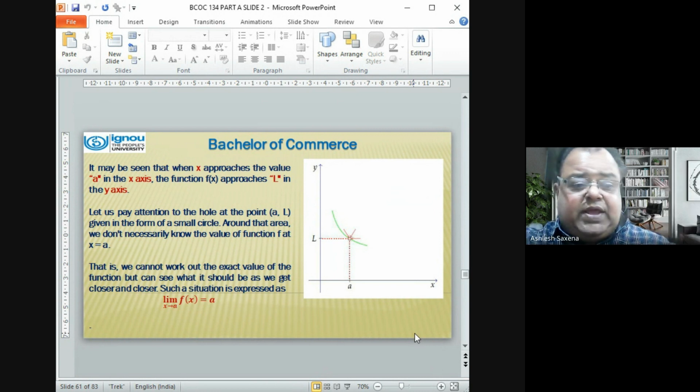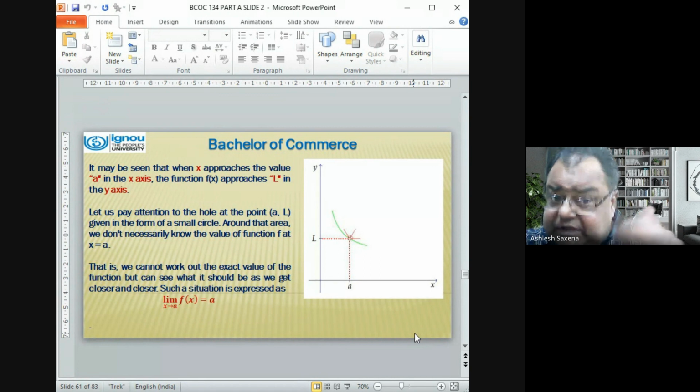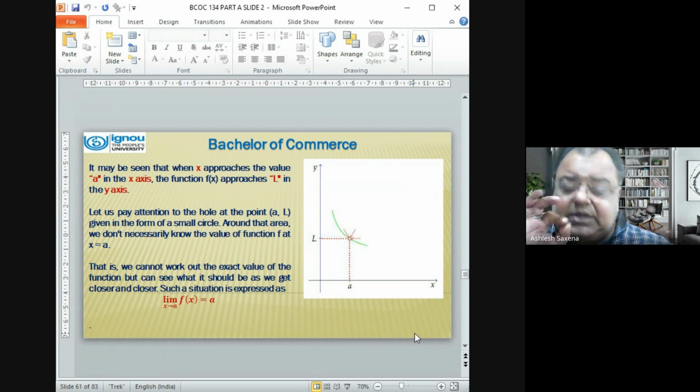We cannot work out the exact value of the function, but we can see what it should be as we get closer and closer. Such a situation is expressed as limit. How do we speak it? Limit x tends to a, function of x, the value is a. This is the term we will be using throughout this limits and derivatives.